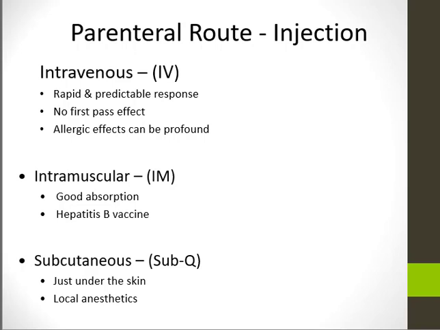So those were our enteral routes, mouth, rectum. Now we have parenteral, around the enteral system. So we have IV, IM, sub-Q. IV, rapid and predictable. No first pass effect, good. Allergic effects can be profound. So that is a con.